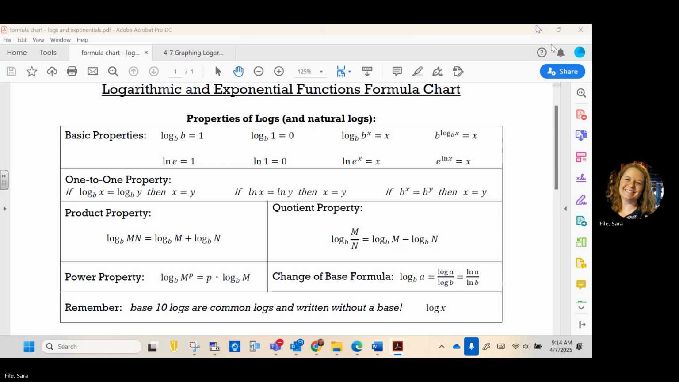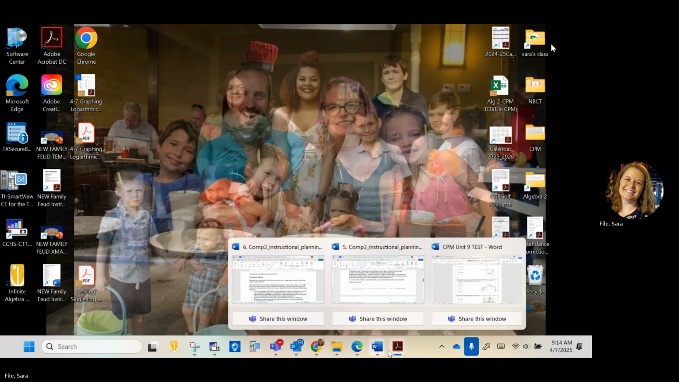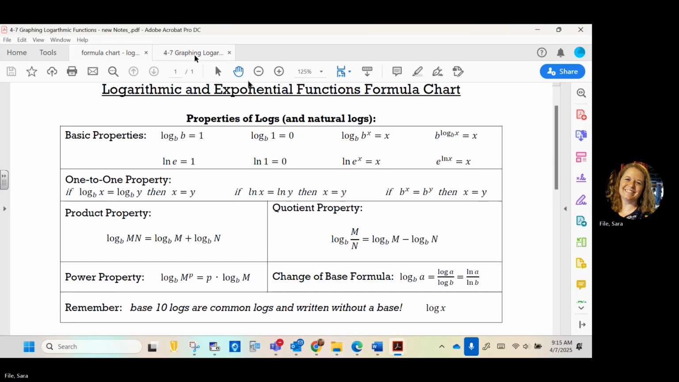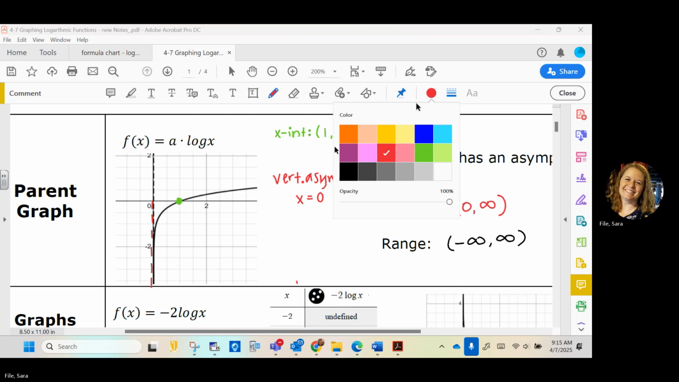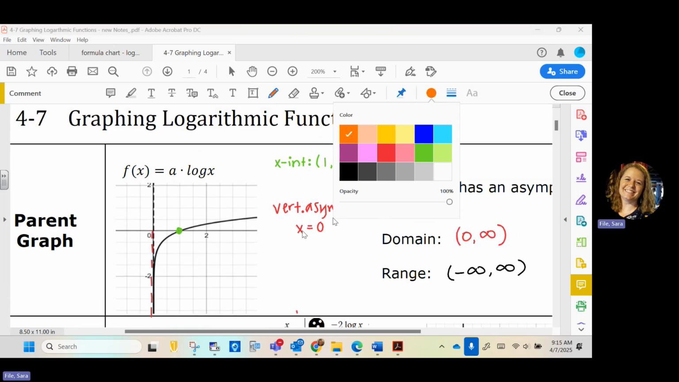Okay. All right. There we go. All right. So that's our parent function. In the parent function, the a value is an understood 1, right? There's no coefficient in the parent function. You want to write that down. That could be helpful.